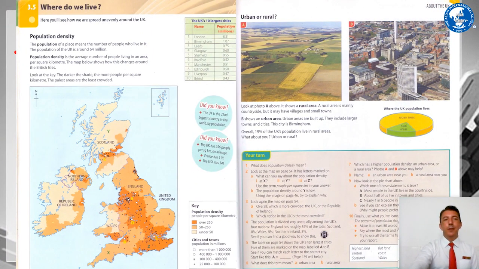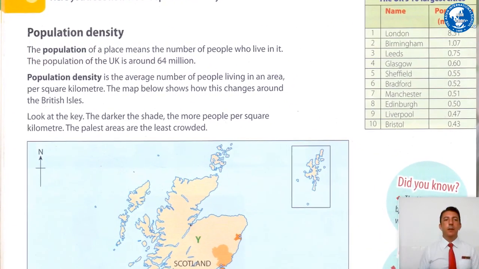So we're using the UK again as our example. This is in our book, Unit 3.5. It says here, the population of a place means the number of people who live in it. The population of the UK is around 64 million. Population density is the average number of people living in an area per square kilometre. The map below shows how this changes around the British Isles.